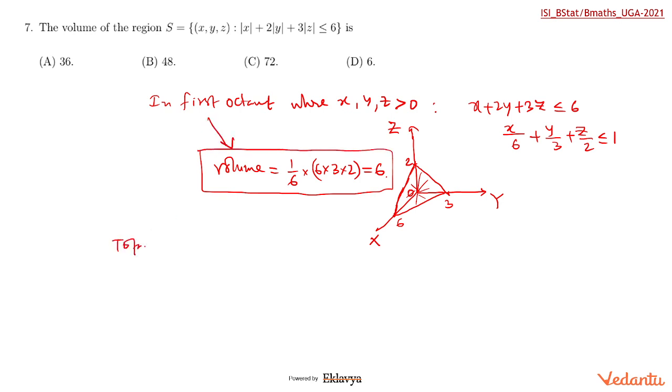Total volume: this is extended to all the octants. There are a total of 8 octants. So 8 times 6, that is 48, would be the answer finally. 48 cubic units. So our answer to this question must be B. Alright. So octants, a total of 8 octants are there. In all the 8 octants, the complete volume would be this.